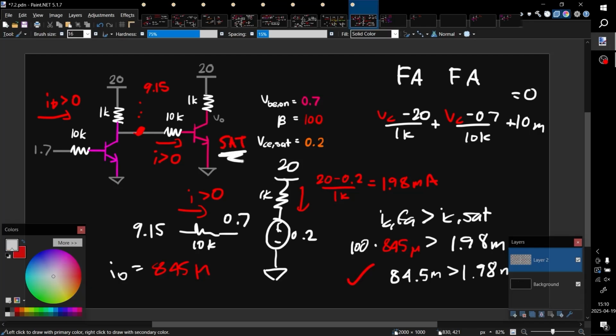We're sure about this one. How about this one? 9.15 volts across CE is greater than 0.2. So this is going to be forward active. Okay, so these are our states. Now, what is our value for VO? Since it saturated, VO here is simply 0.2. That's our answer.